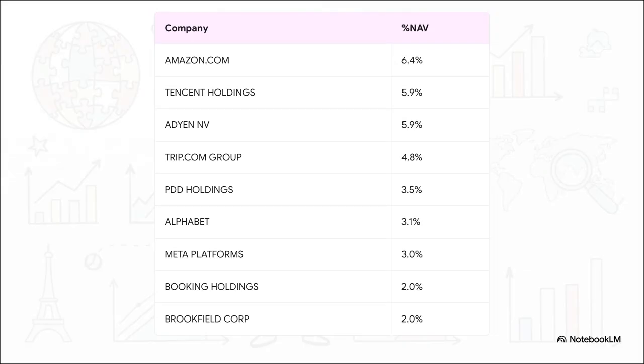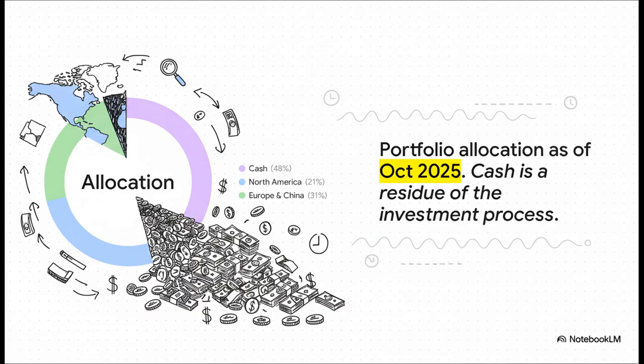And here they are. These are the fish that the egret decided were finally worth catching. This really makes the whole strategy concrete. You see a bunch of names you'll recognize: Amazon, Tencent, Alphabet. These are the kinds of global companies that made it through all of those tough quality and value filters. This chart just gives you a quick visual of where the investments are located. You can see a good chunk in North America and a mix in Europe and China. But again, the thing you just can't ignore is that huge slice of the pie sitting in cash. It's a direct reflection of their patient philosophy in action.